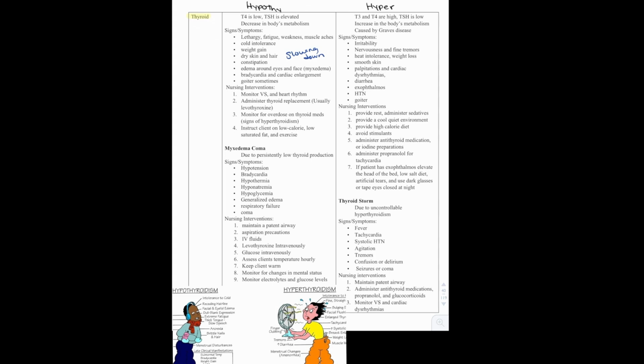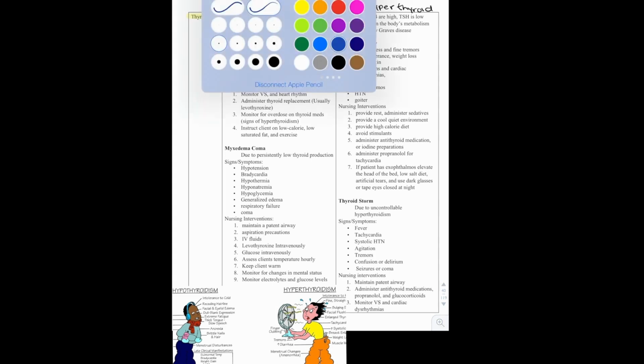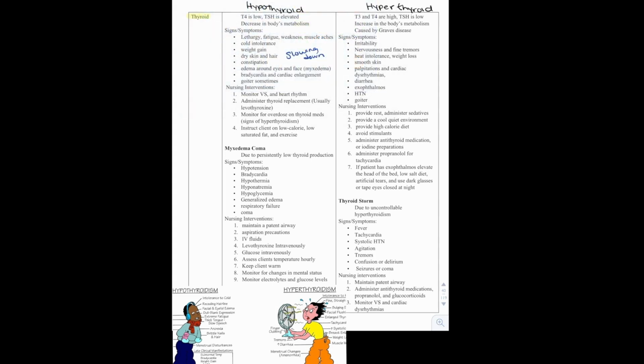Let's do hypothyroid. So our nursing interventions are going to include monitoring vital signs and heart rhythm, administer thyroid replacement, usually levothyroxine, monitor for overdose on thyroid meds. So we're looking for signs of hyperthyroidism, instruct the client on a low-calorie, low-saturated fat diet.